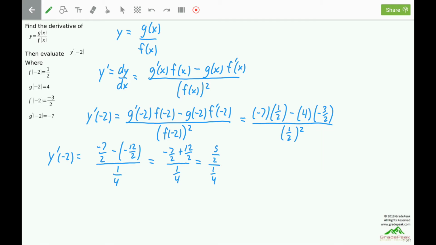At this point, we're going to reciprocate the denominator fraction and multiply it with the numerator fraction. So we will have 5 over 2 times 4 over 1. 5 times 4 is 20. 2 times 1 is 2. Let's reduce that by a 2. And we end up with 10.